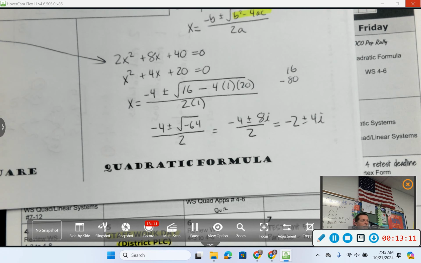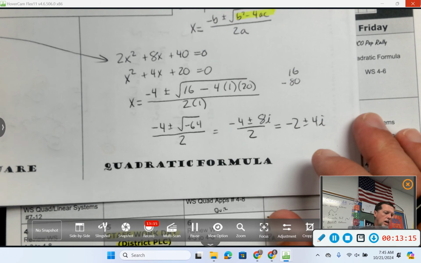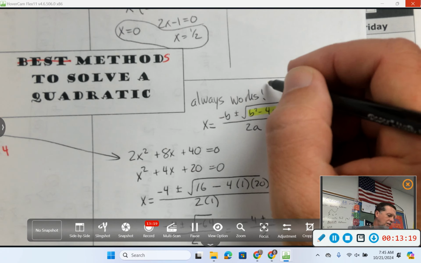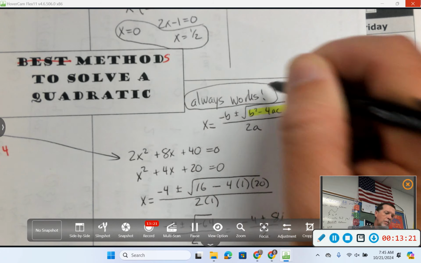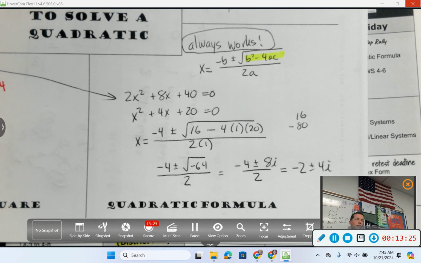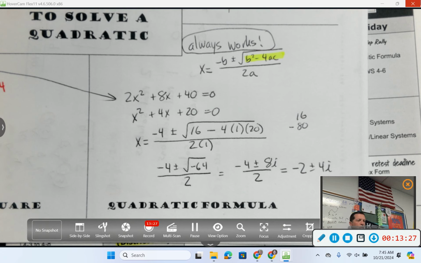Less thinking, maybe. I guess I don't know. It's hard to make the case to use complete the square. People are going to use the quadratic formula. When you get a weird one that you can't figure out, go to the quadratic formula. That's the simple way to say it.